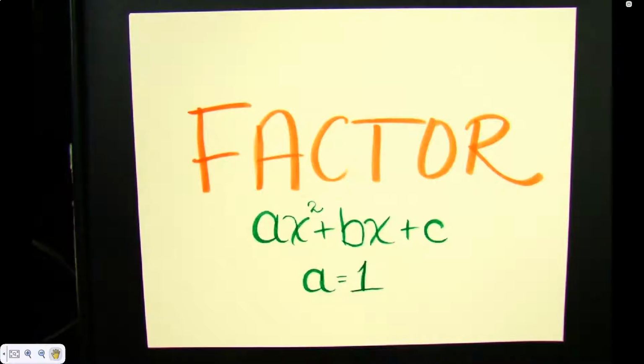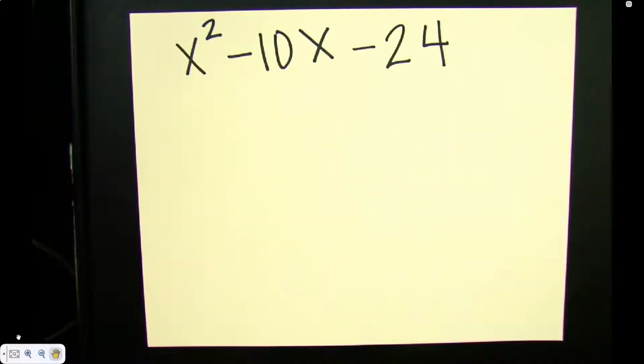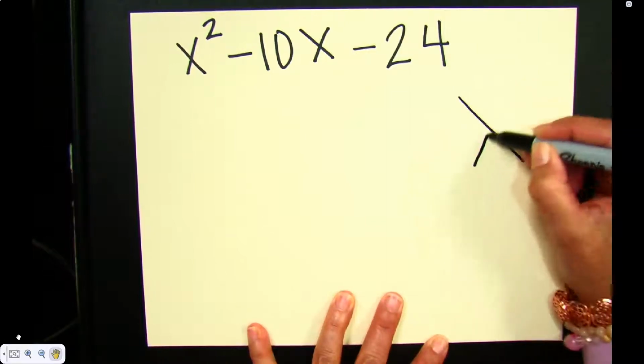Okay, so let's go ahead and talk about how we're going to factor a basic quadratic trinomial where the a value is 1. In other words, the leading coefficient is just a 1 and is usually not written in front of the letter x. For example, x squared minus 10x minus 24.